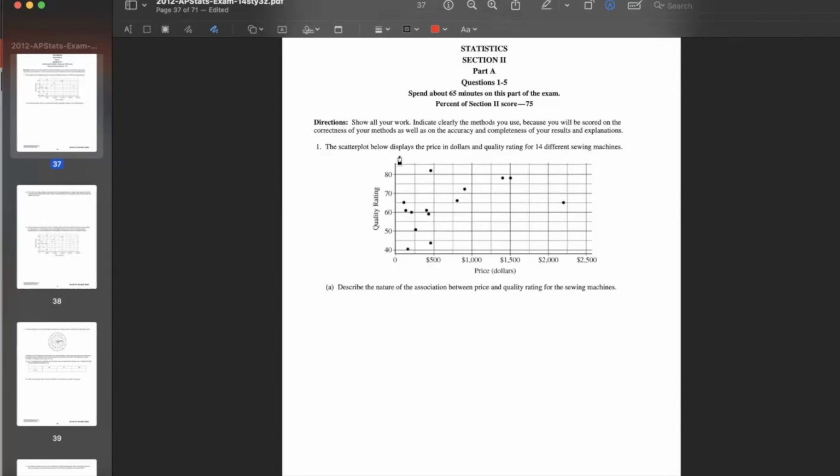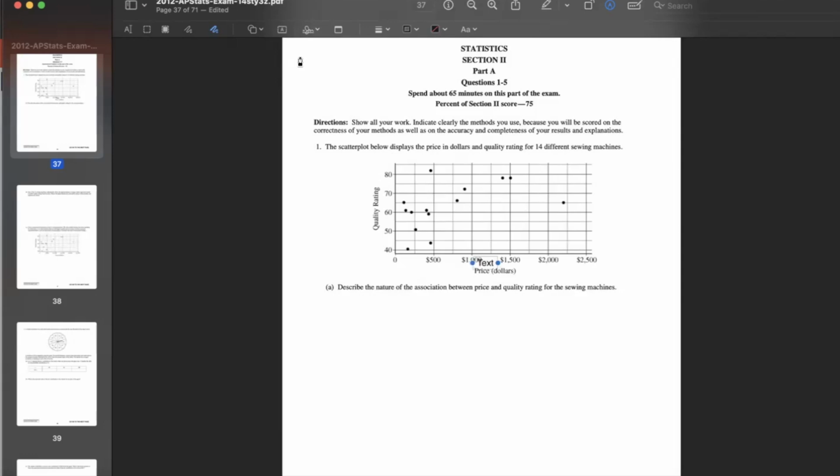To save time, so this video won't be too long for you, I'm not going to write out full solutions, but I'll explain what you need to do for full credit for each part. So we have a scatter plot, and it asks us to describe the nature of the association between price and quality rating for the sewing machines.